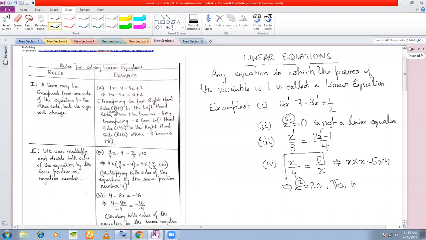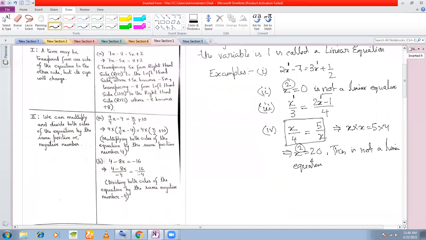This equation here is not a linear equation. Although you see that the power of x here is 1, but after cross multiplication, that is after removing the fractions, this is a fraction, this is a fraction. See, on cross multiplication, I remove the fraction. So after removing the fractions, I see that the power of x changes from 1 to 2. Therefore, this is not a linear equation. Okay. So these are some of the examples of linear equation. So we'll see in the course of time what actually a linear equation is.